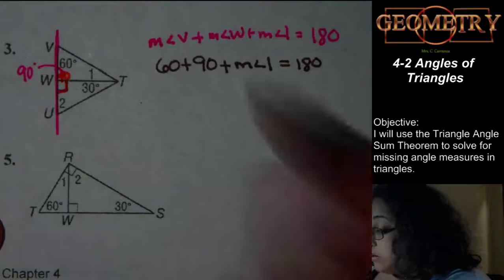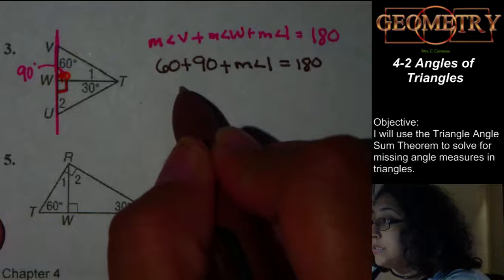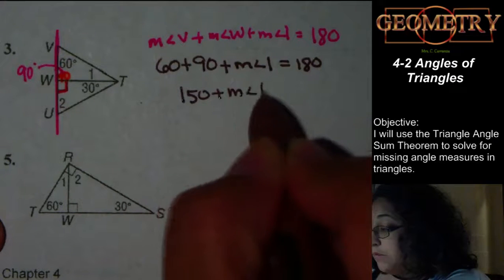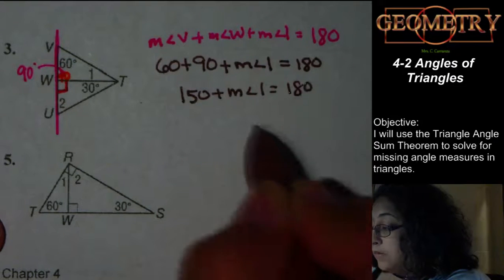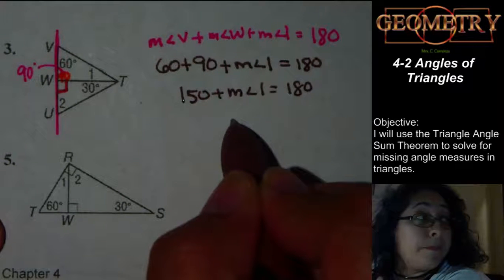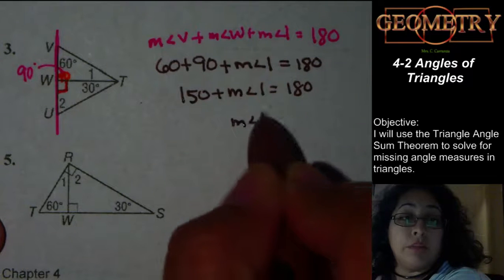Add 90 plus 60 is 150. I'm going to just believe you. Now what? Subtract what from what? 150 from 180. Lovely. When I do that, I end up with?